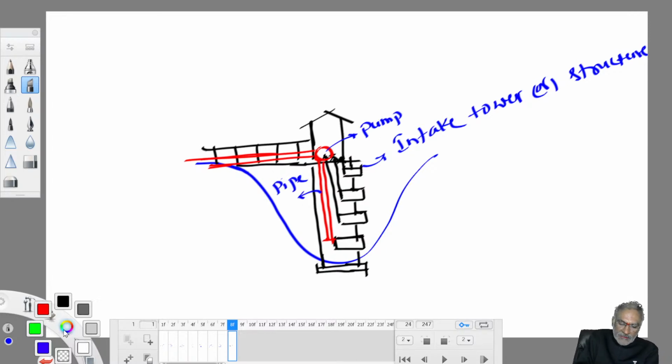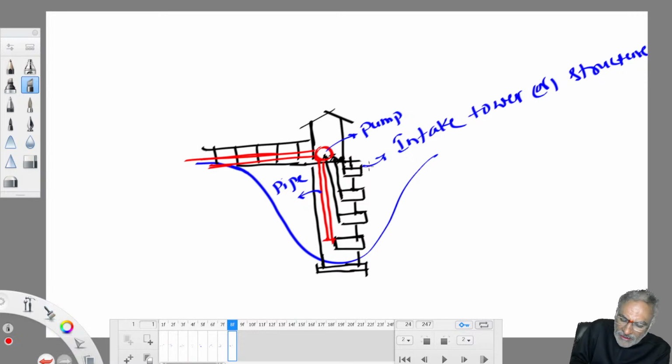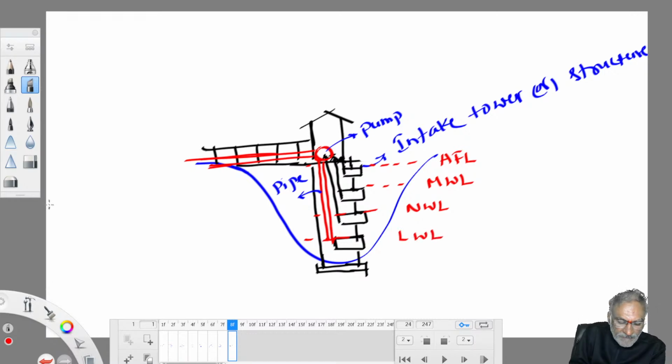The intake collects water first, so openings are provided: one at highest flood level, one more at maximum water level, one more at normal water level, and one more at lowest water level. Okay, medium water level, whatever it may be. So at different places we provide openings through which it draws water. Always collection is made from the top. We don't collect from the bottom.